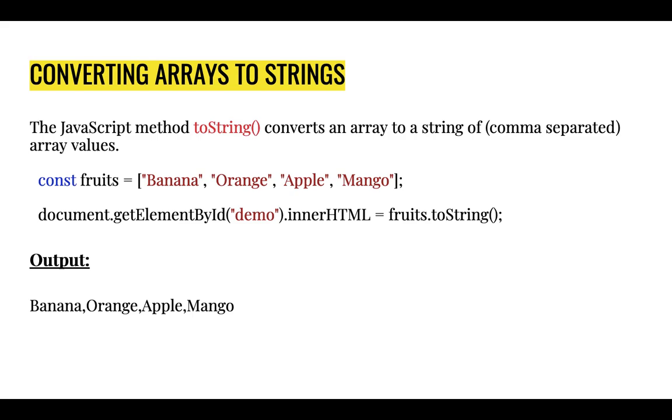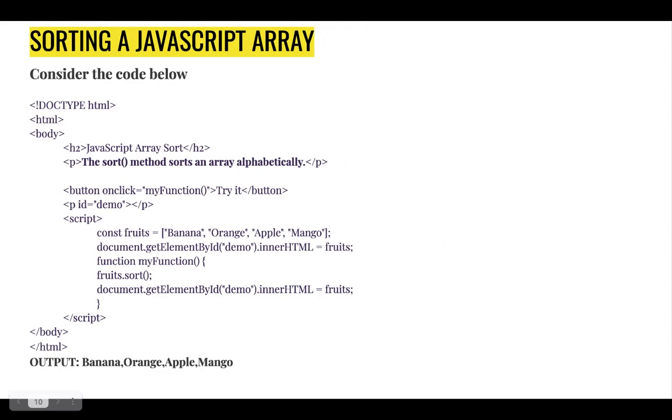Converting arrays to strings. The JavaScript method toString() converts an array to a string of comma separated array values. Copy this and paste it in your code editor. You will see that this is what is going to be the output. You can do things like sorting in JavaScript. So go through this code.